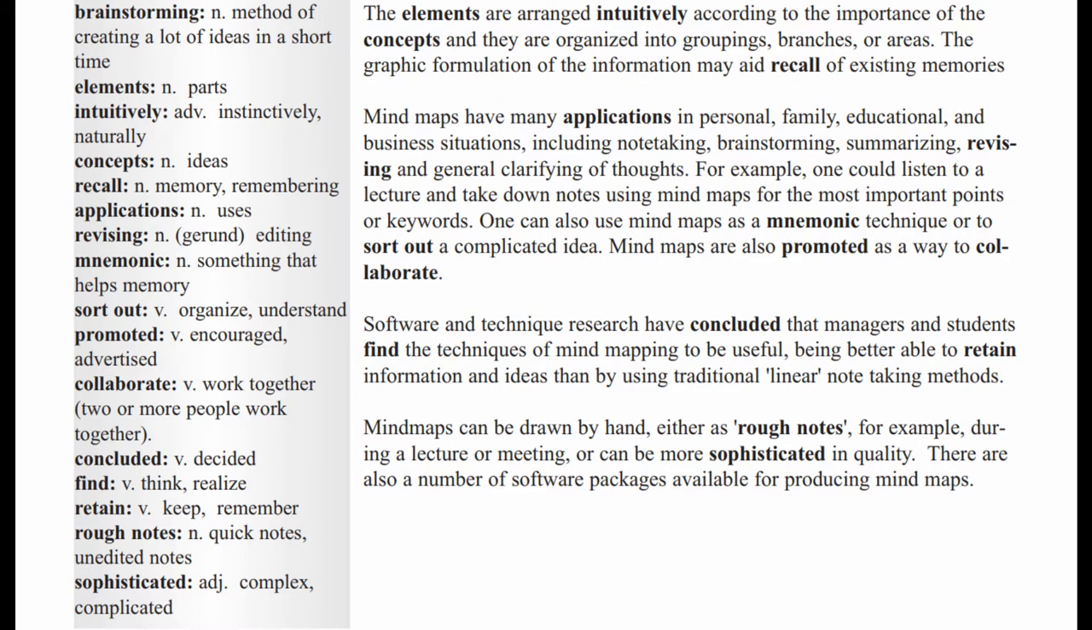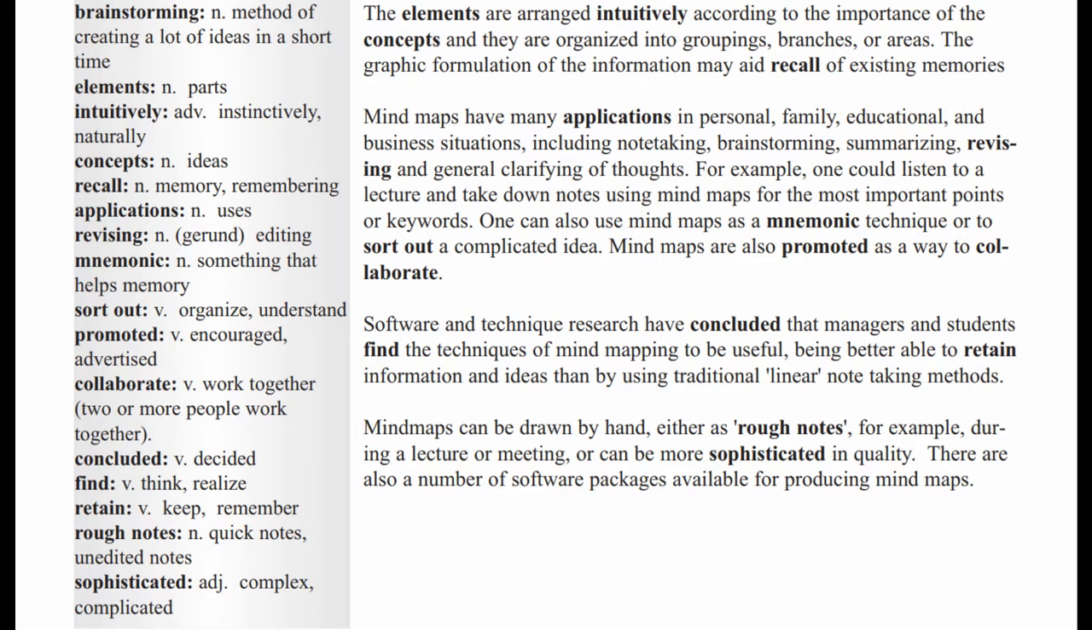Right at the end of that paragraph, we see the verb to collaborate. Mind maps are also used to collaborate with other people. You can do a mind map in a group. Everybody can yell out their ideas, and one person can write down the mind map on a whiteboard, maybe. So you can collaborate. To collaborate means to work together. It means two or more people working together.